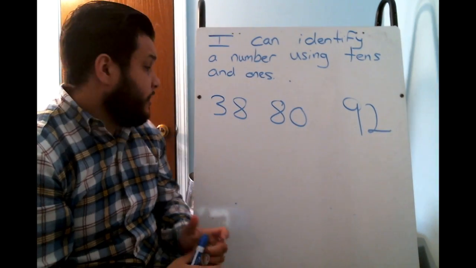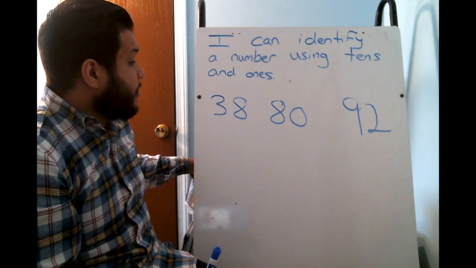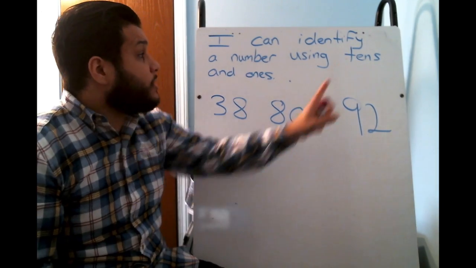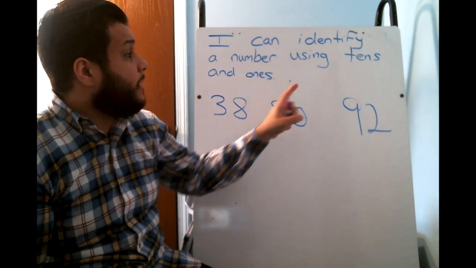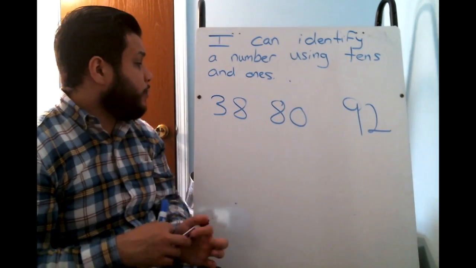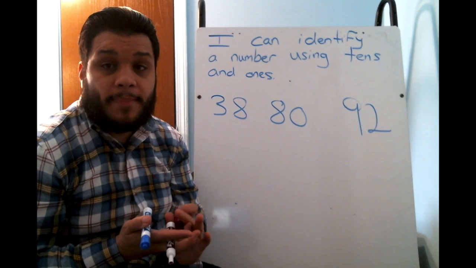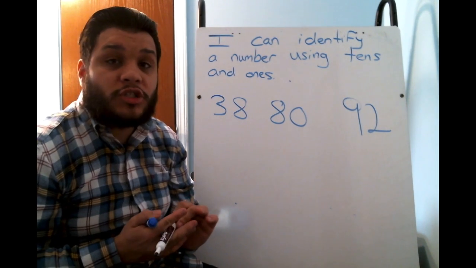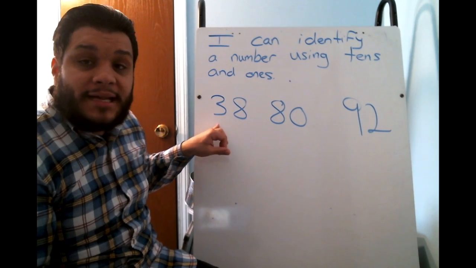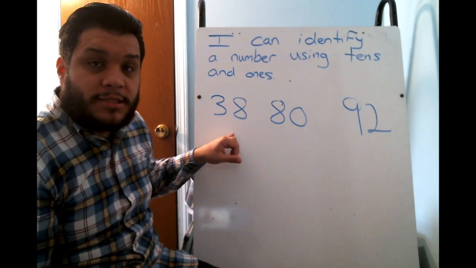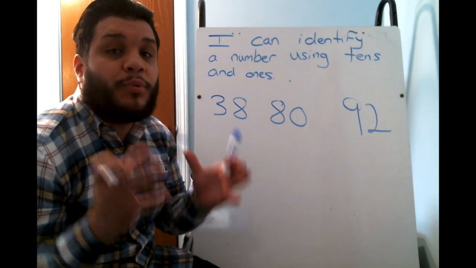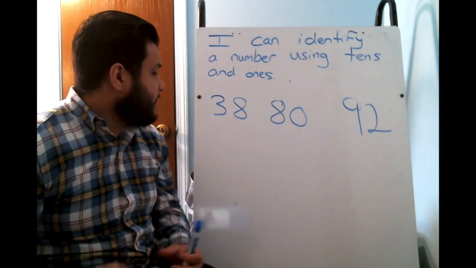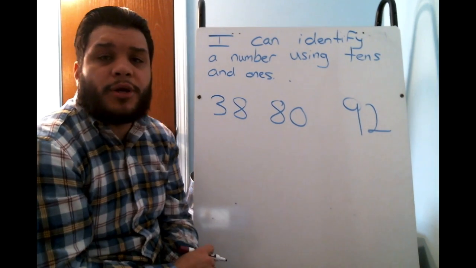I have the following numbers on the board: 38, 80, and 92. I want to identify the number using tens and ones. Notice that when I identify my numbers using tens and ones, I always start off saying my tens first and then my ones. This is going to help us when we start putting this all together and adding and subtracting. So let's get started. We have the number 38.